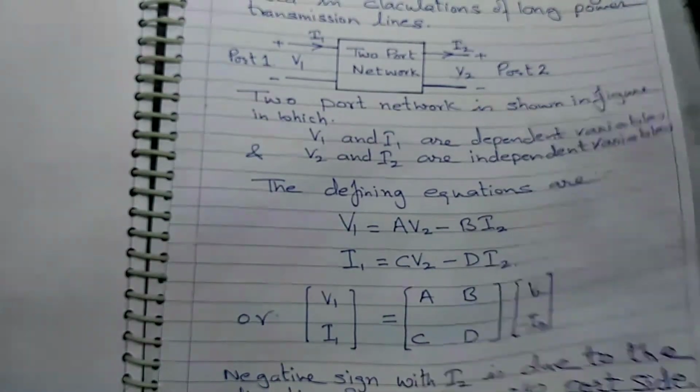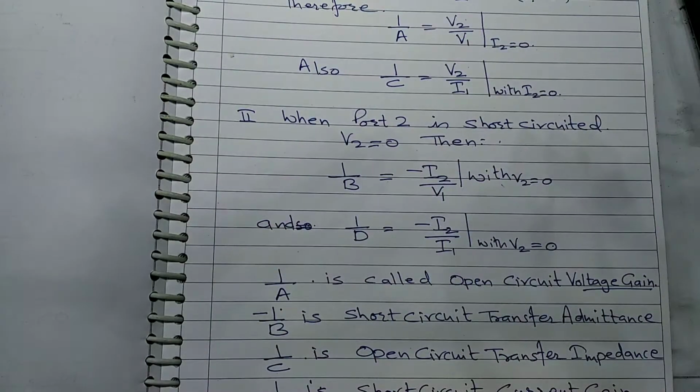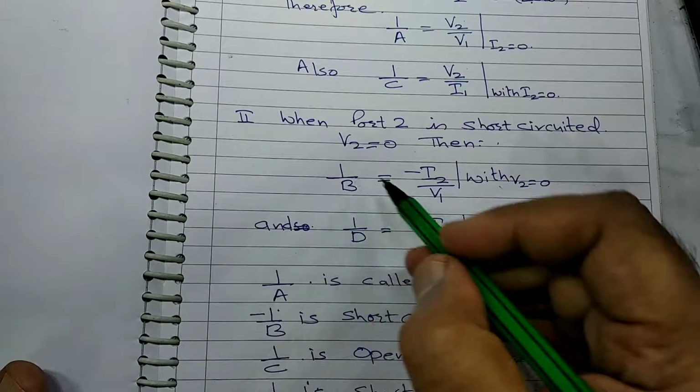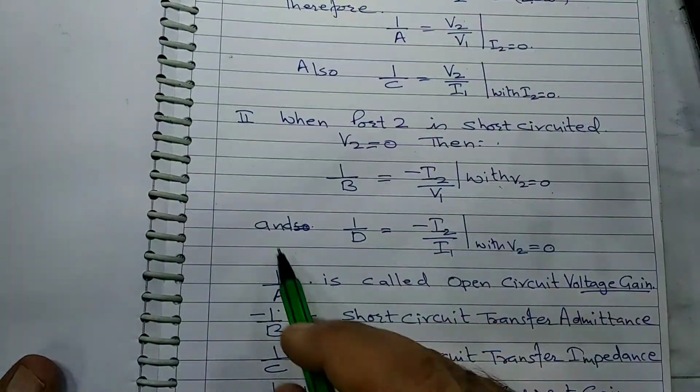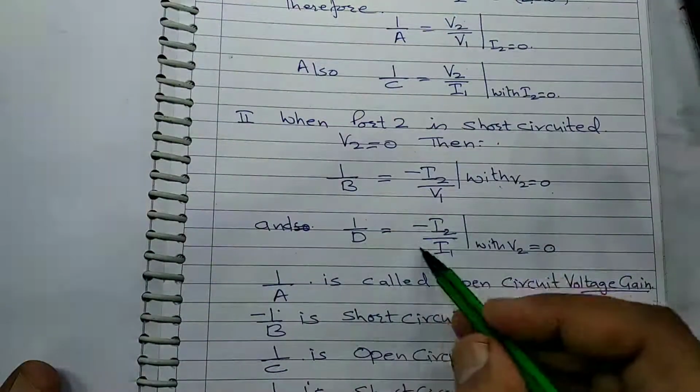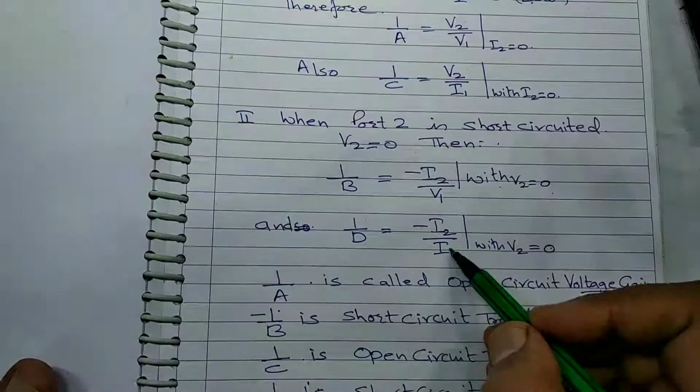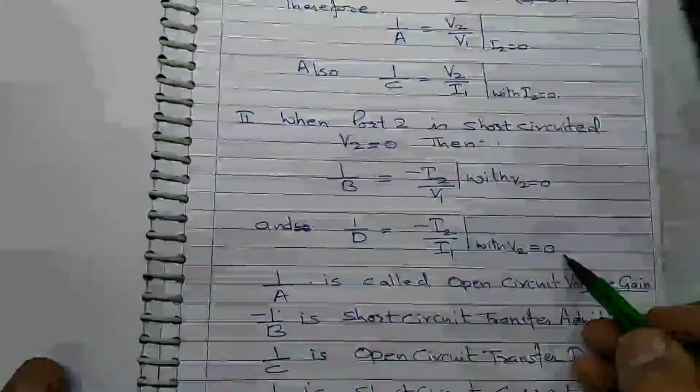So V1 is equal to minus I2 B, that is, 1 upon B is equal to minus I2 upon V1 with V2 equal to 0. Similarly, 1 upon D is equal to minus I2 upon I1 with V2 equal to 0.